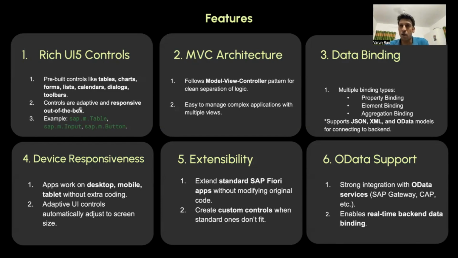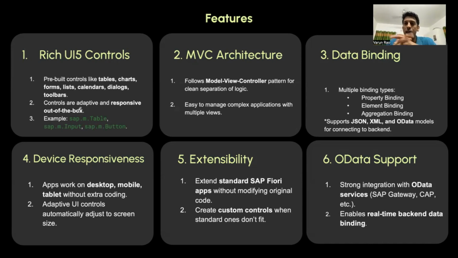This is what we talked about in the previous slide. I told you that you have a very responsive control set. It has an MVC architecture, model view control. We already discussed this. It is pretty easy to manage with this kind of architecture when you have multiple screens or multiple views that are needed. Then you have different types of binding. You have property binding, element level binding, and aggregation binding. We will look at each of these in detail when we go into the front end, hands-on part.